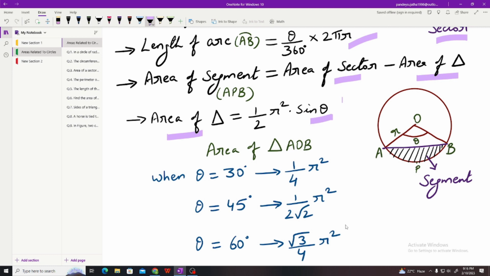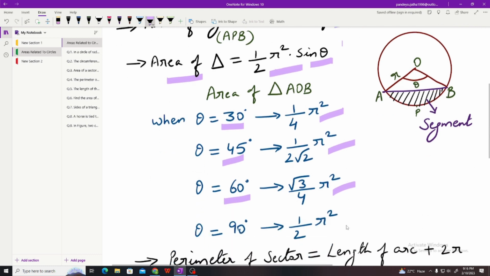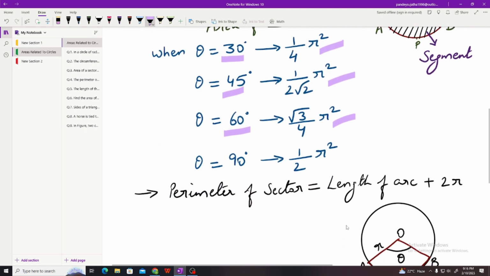So, how to find area of triangle? If theta is 30 degree, using this formula, we will get area of triangle as 1 upon 4 r square. If theta is 45 degree, then area of triangle will be 1 upon 2 root 2 into r square. If theta is 60 degree, then area of triangle will be root 3 upon 4 r square. If theta is 90, then area of triangle will be half r square.